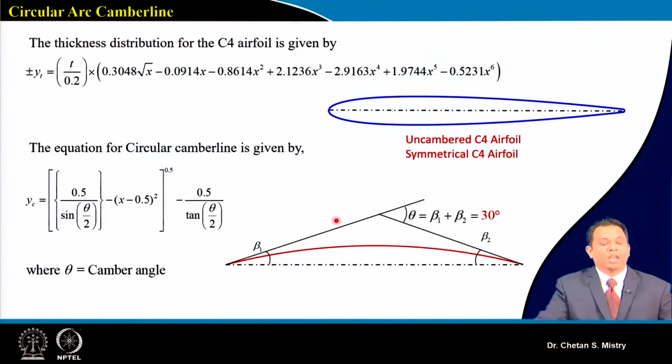Let's see, suppose we take first a circular arc camber line. Here in this case, if you look, this is representing a C4 kind of aerofoil. We can say it is an uncambered C4 aerofoil or symmetrical C4 aerofoil. Now, as we have discussed, these aerofoils have a special kind of thickness distribution. The thickness distribution for C4 aerofoil has been given by this equation.